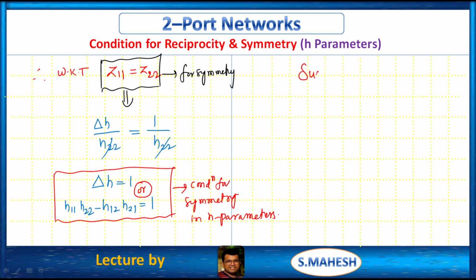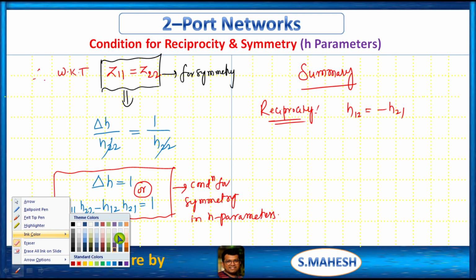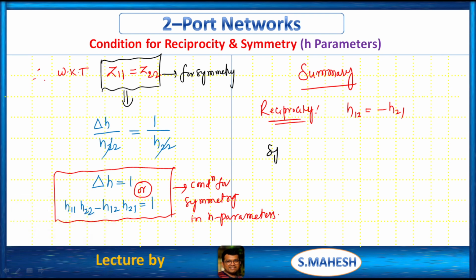Here is the summary. What is the summary? Reciprocity: H12 = minus H21. Symmetry: H11 H22 minus H12 H21 = 1. This is the condition for reciprocity and symmetry in the case of H parameters.